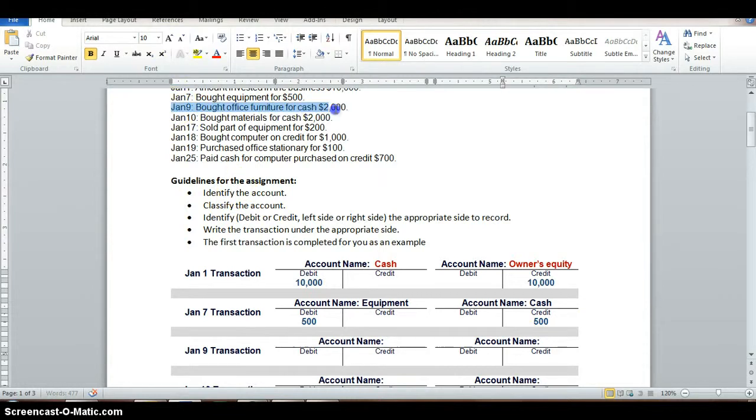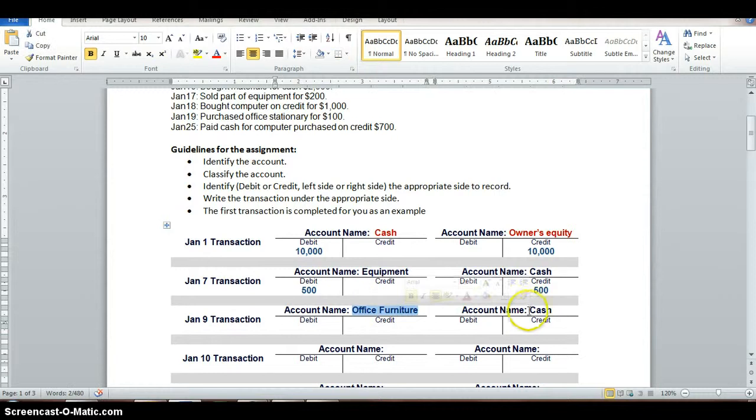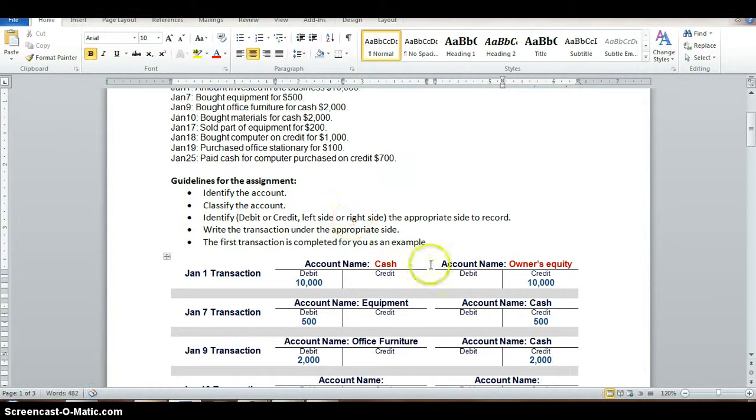On January 9th, we bought office furniture for $2,000 cash. So we have our account name, office furniture. It says we bought it for $2,000 cash, so we know we're using our cash account. Again, both are asset accounts because they're things we own. Office furniture, we put $2,000 towards office furniture, so that's going to increase on the debit side $2,000, and we paid $2,000 cash, so that's going to decrease on our credit side.